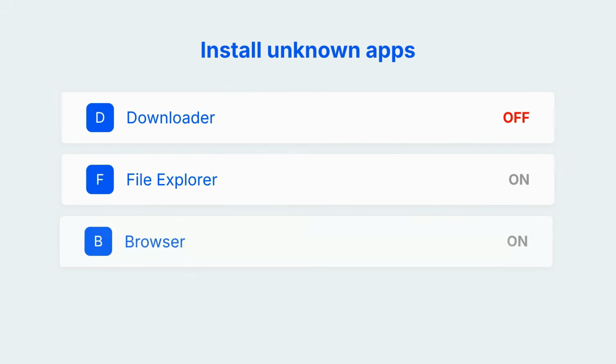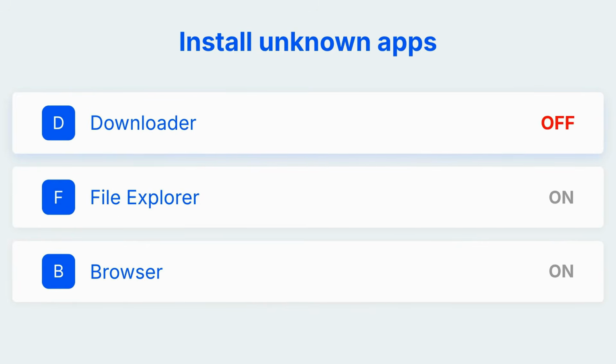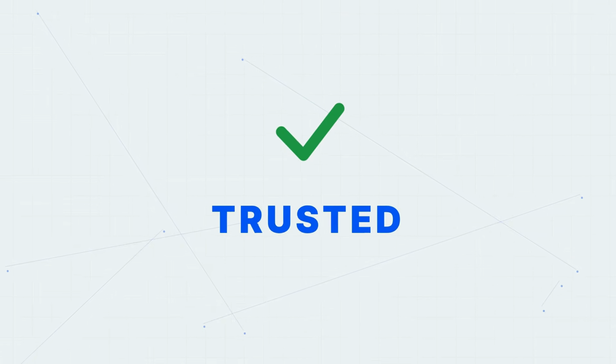You will see Downloader listed on the screen, showing that it is currently turned off. Click the center button on your remote control to switch this permission to On. Your device will now fully trust the files you retrieve.